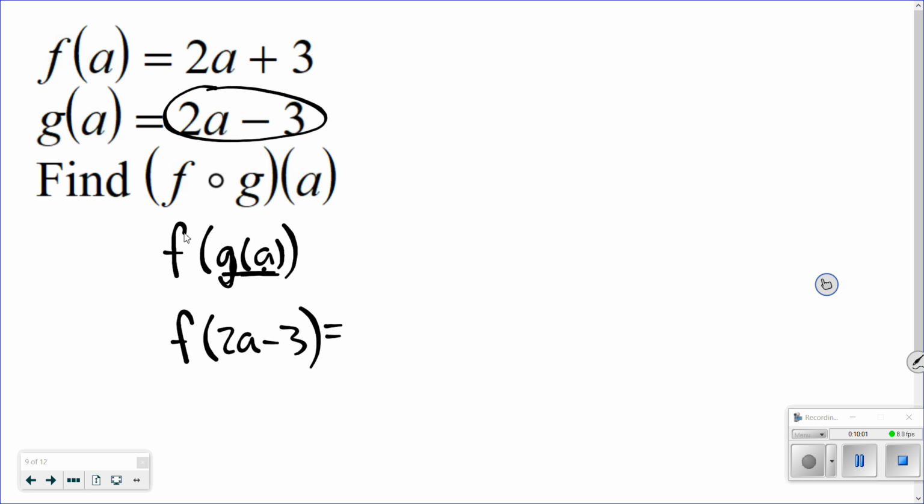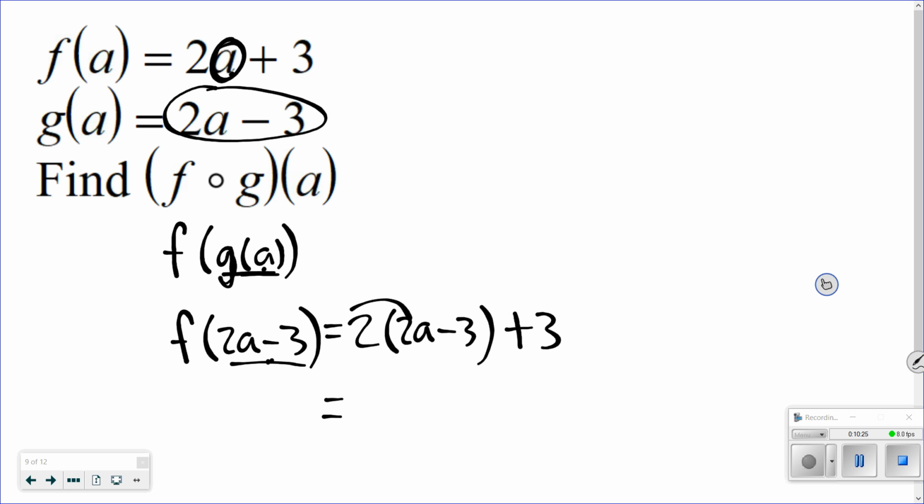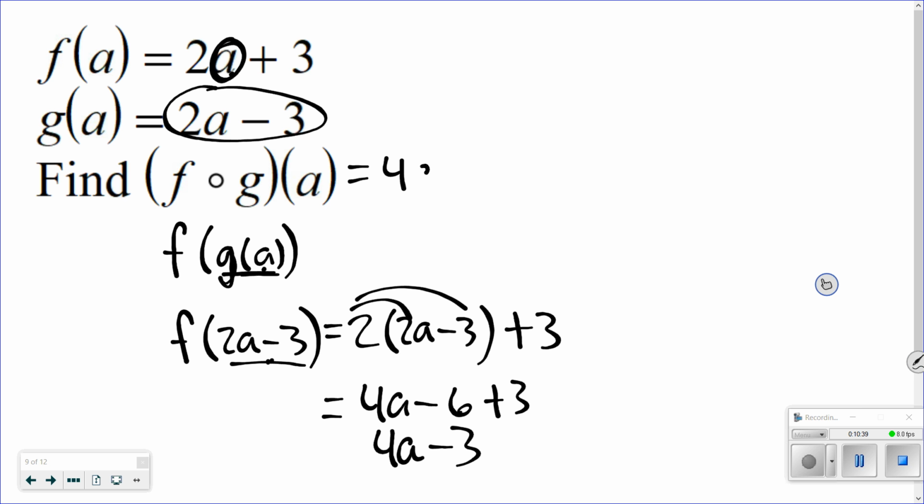Okay, when I get to here, I want to find out what is f of 2a minus 3. So now I come up to f up here, and in place of that a right there, I'm going to plug in what I have in the parentheses. So I have 2 times, but in place of the a, I'm going to put in the 2a minus 3 plus 3. And that should be my answer. I just need to simplify it. So let's see if we can simplify it. Distribute that 2 through, 2 times 2a, 2 times a minus 3. Combine those together. Hey, that's my answer. So f of g of a comes out to be 4a minus 3. That's my solution.